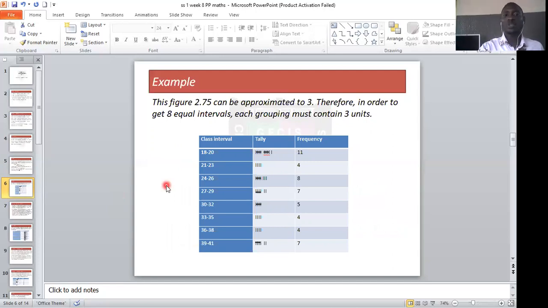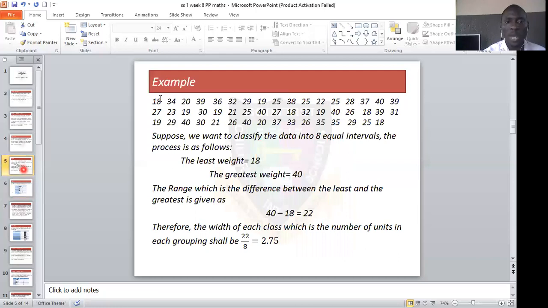Look at this now, 18 to 20. We'll take this first example and continue from there. Here the frequency is 11. How is the frequency 11? Let's count the values in 18 to 20. Sorry, we made a mistake somewhere.